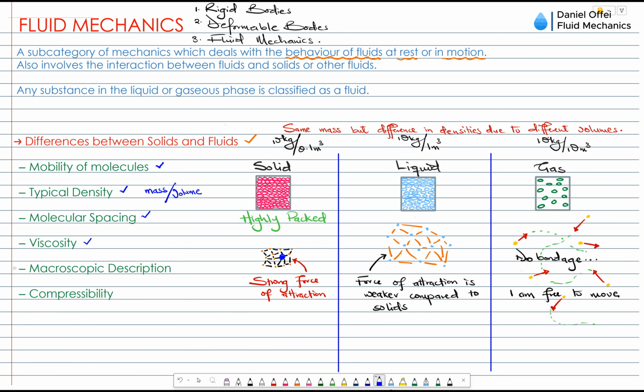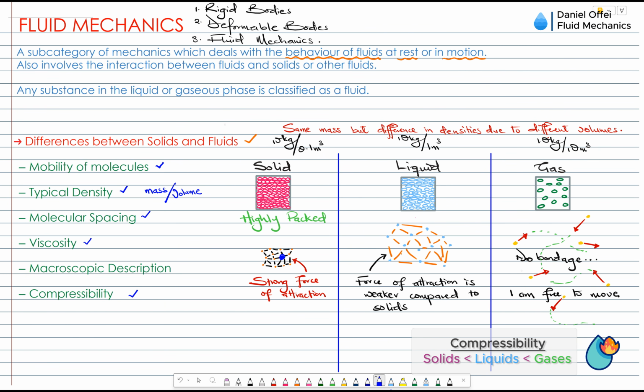And the last thing we talk about is their compressibility. Solids are highly incompressible because of the nature of their packaging. Liquids are compressible, but the energy needed to compress them is very, very high. We've said the packaging of liquids is just like solids. The only difference is the force of attraction. So liquids are also sometimes considered incompressible.